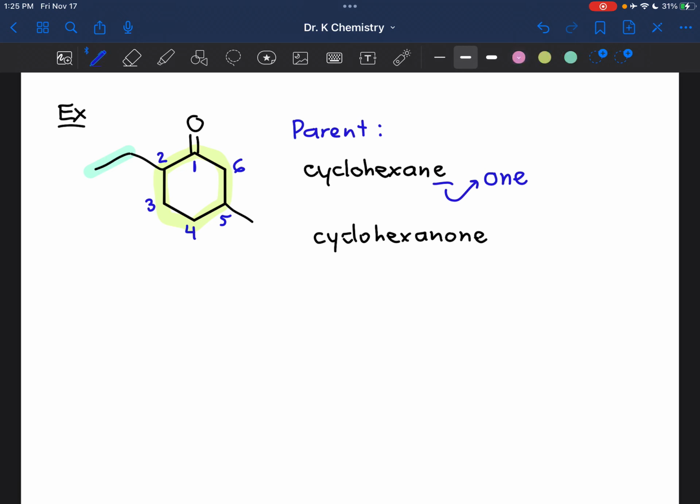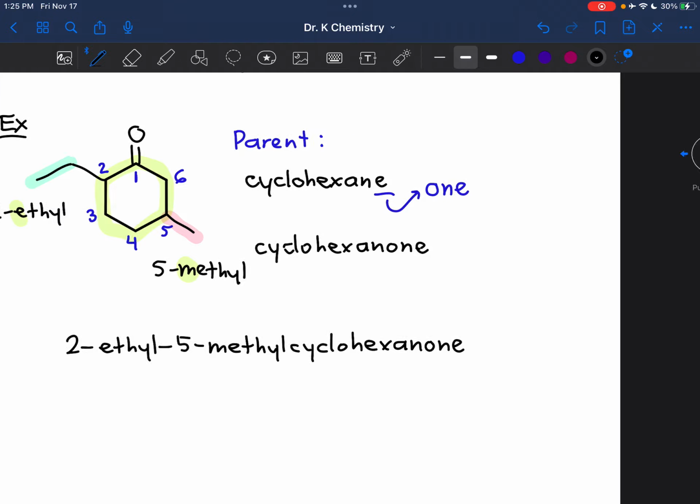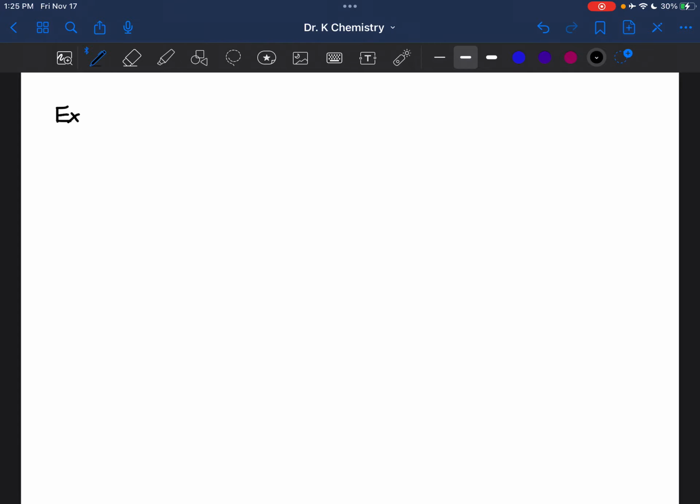And then I'll name the substituents. This one contains 2 carbons. That'll be 2-ethyl. This one has 1 carbon. That will be 5-methyl. And then I just list them in alphabetical order, and E is before M. That will become 2-ethyl, 5-methyl, cyclohexanone. And again, I don't need to indicate the location of the ketone because it will always be carbon 1 if it is a cyclic ketone. Let's try a linear example.